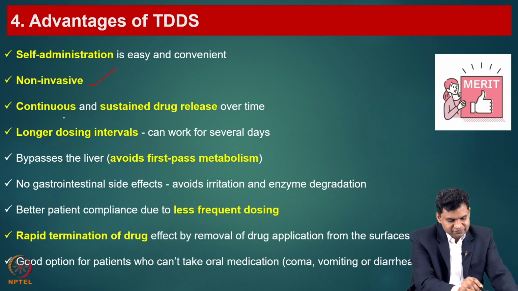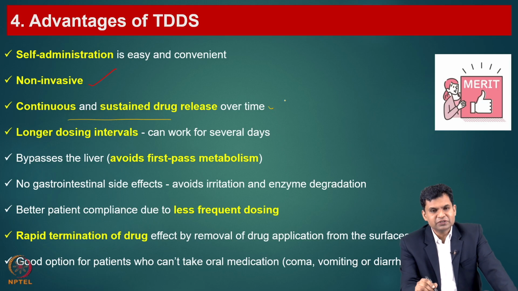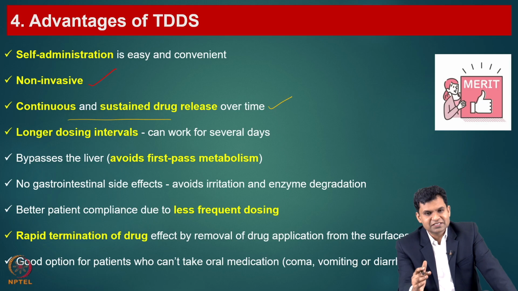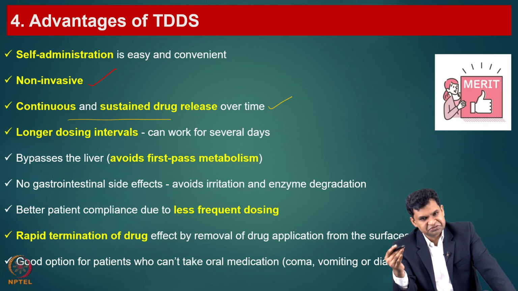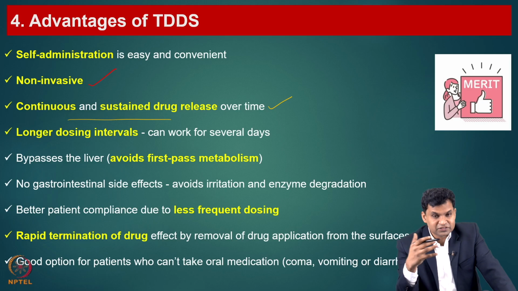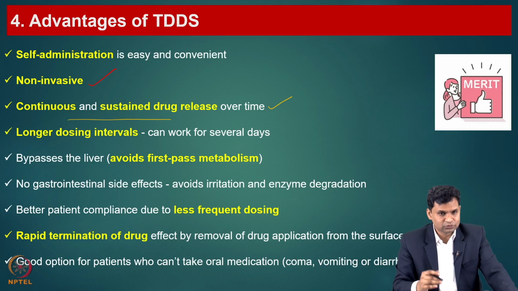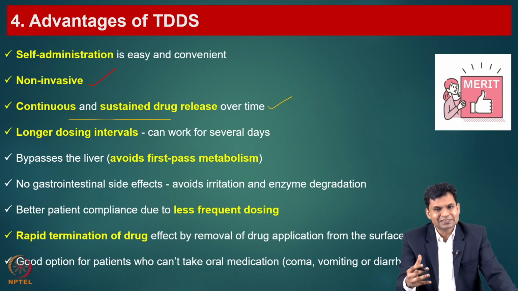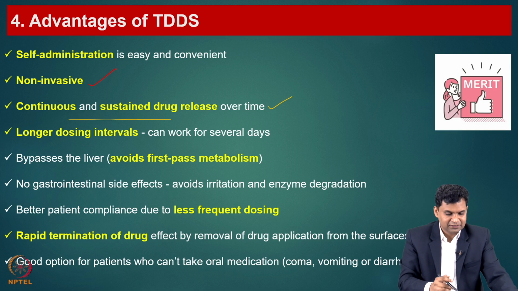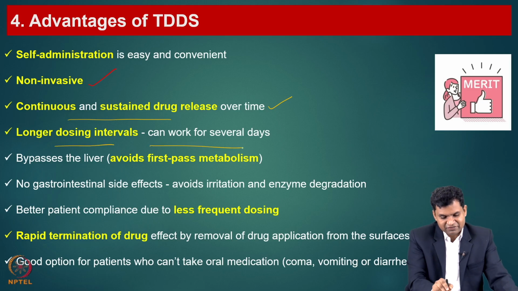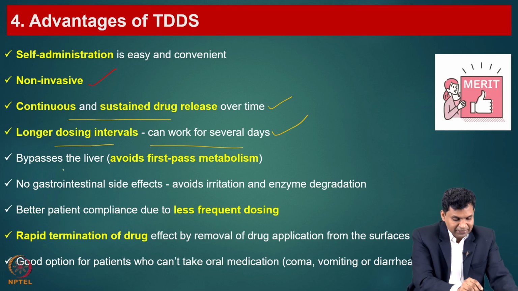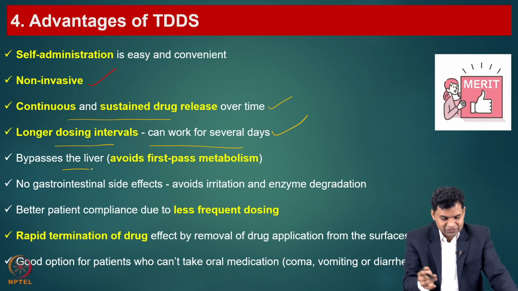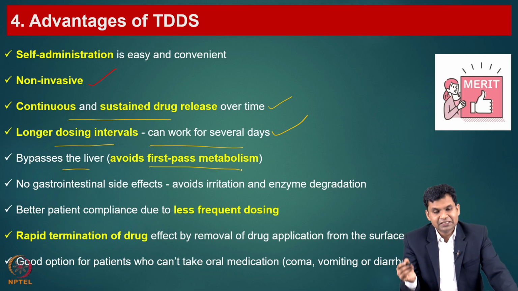So, yes, with this we can also expect continuous and sustained drug release. We have seen in our previous slide the marketed products that come in the category of continuous and sustained release. Some formulations work for 24 hours, another formulation works for 3 days. That is the greatness of transdermal patches. Here we use various types of polymers and matrices that help with controlled release. Longer dosing intervals can work for several doses, as we have already discussed, and we can bypass the problems that come with the liver, that is first pass metabolism, which is one of the major problems in oral drug delivery.